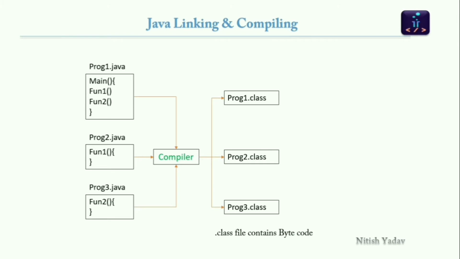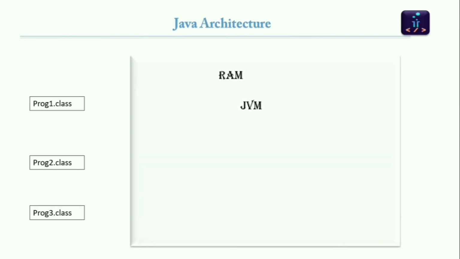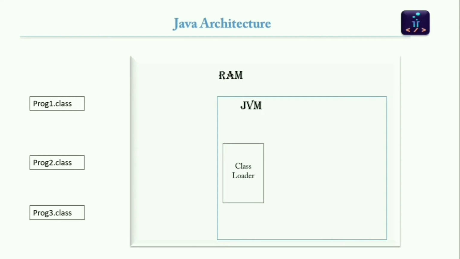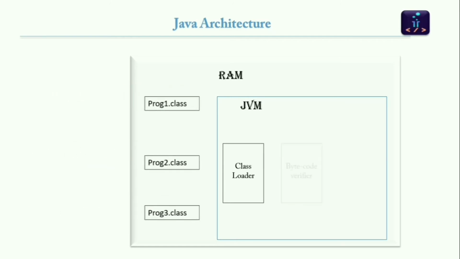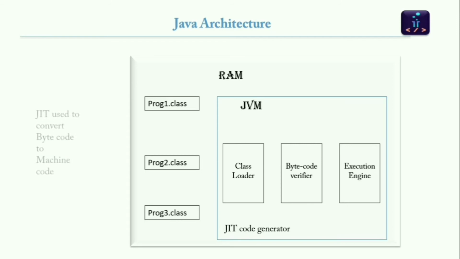Now next, Java architecture. The RAM contains the JVM, and in the JVM there is the class loader. What does this class loader do? It loads the .class file into the RAM. Next, the JVM bytecode verifier verifies the bytecode of the .class file. After that the execution engine uses the JIT code generator to convert the bytecode to machine code.